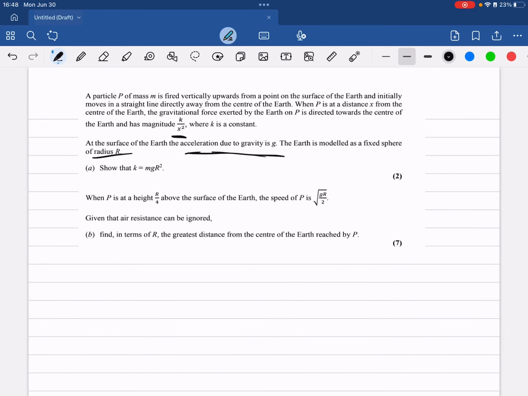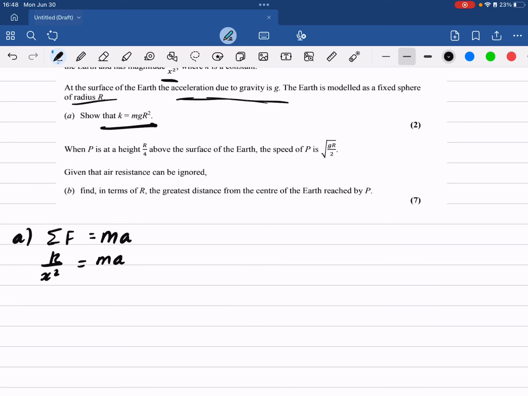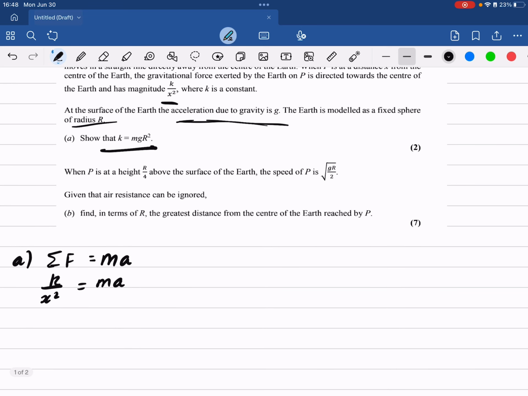So to start off the question, you have to show that k is equal to mgr squared. And to do this, all you have to know is that by Newton's second law, the total force is equal to the mass times acceleration. And we know that the force is k over x squared, and this is equal to mass times acceleration by Newton's second law. But we also have one additional piece of information that we've been given, and it's this bit.